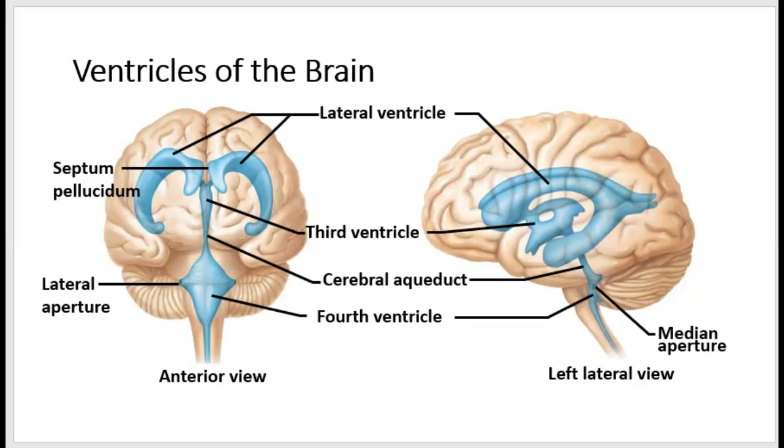Both lateral ventricles have a channel that connects them to the 3rd ventricle. The 3rd ventricle is narrow, and it lies between the 2 halves of the thalamus. It's connected to the 4th ventricle by a canal called the cerebral aqueduct. The 4th ventricle lies dorsal to the pons and medulla oblongata. Its wall has 3 openings into the subarachnoid space called apertures. The lateral aperture and the median aperture are depicted on this diagram.